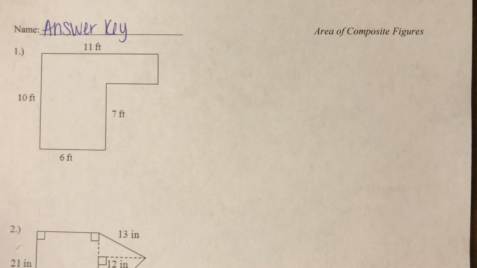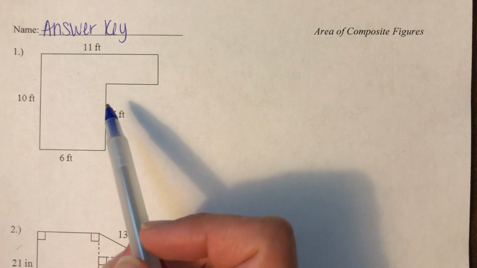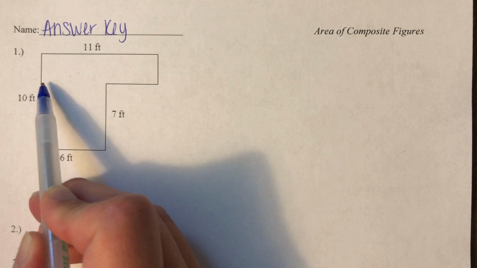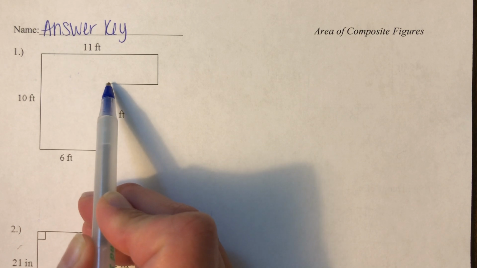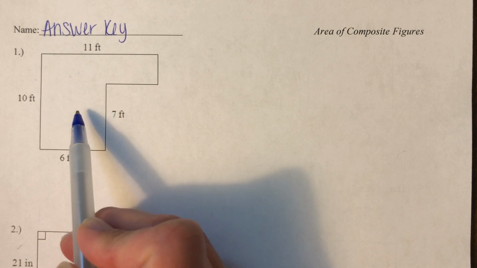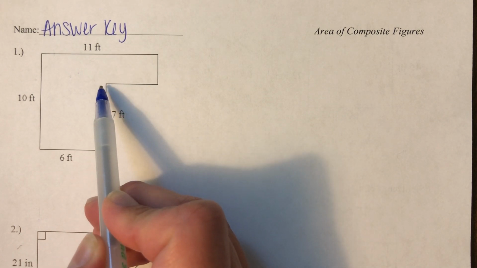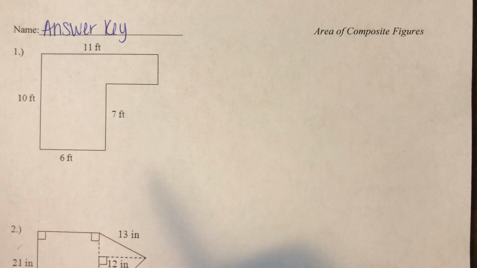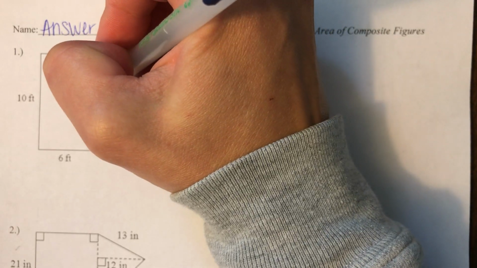So in the first example, this is not a shape I recognize, but we can break it up into two different shapes. I have two options here. I could draw a horizontal line here and have a rectangle and a rectangle, or a vertical line here with, again, a rectangle and a rectangle. It doesn't matter which one you do. I'm just going to do this one.